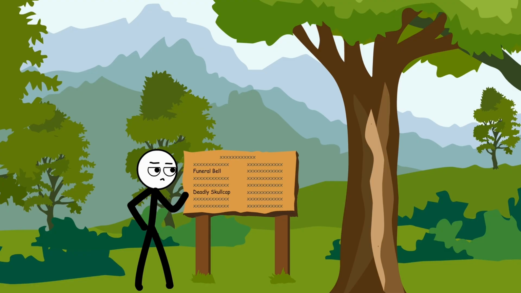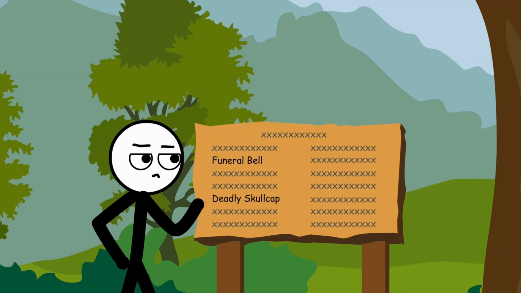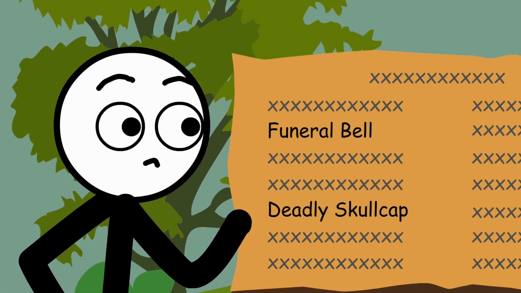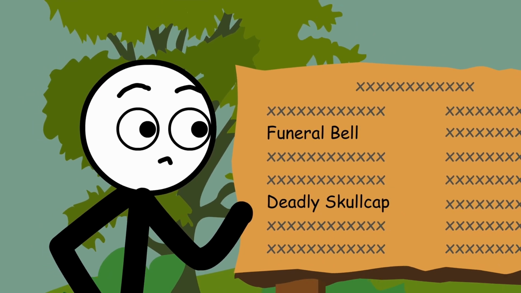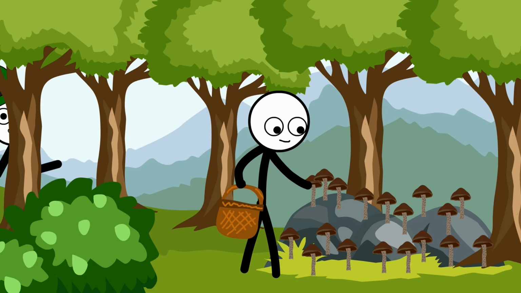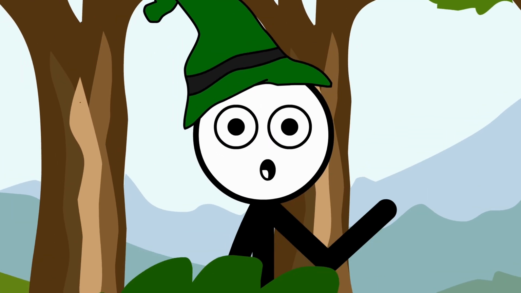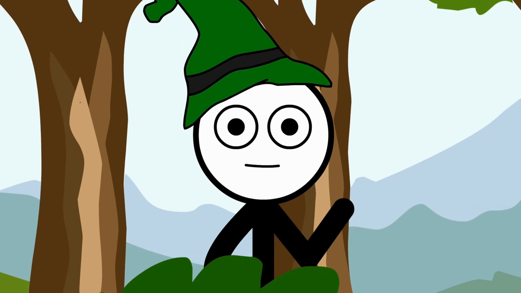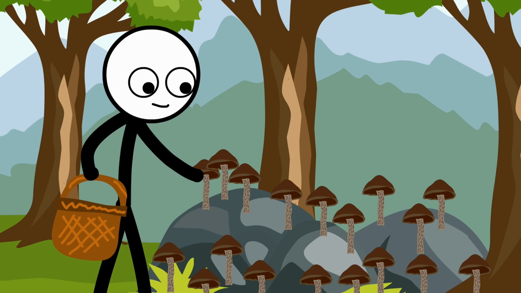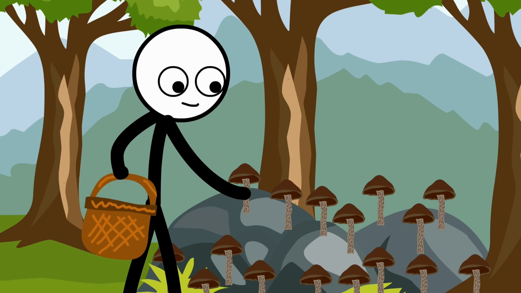Number 2, Autumn Skullcap. Now, the Autumn Skullcap has some of the most unsettling nicknames in the mushroom world. Funeral Bell, or Deadly Skullcap. You know, the kind of names that scream, "Stay far away from me." With names like that, you'd think people would keep their distance, but no. Every year, unsuspecting foragers mistake these killers for edible mushrooms.